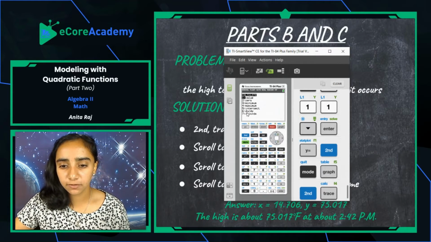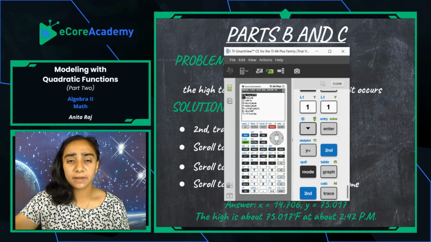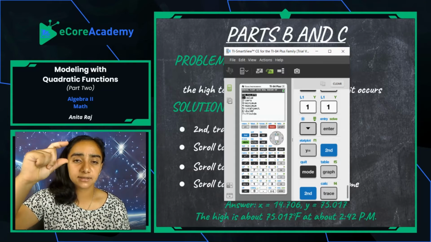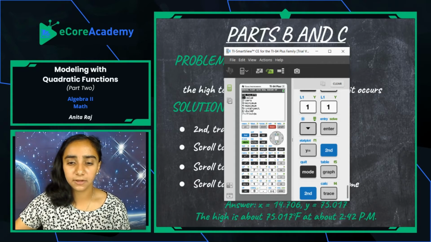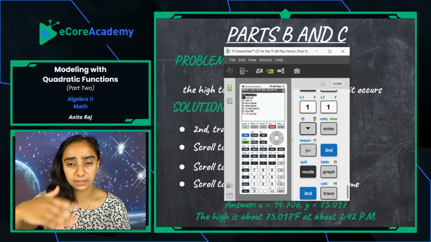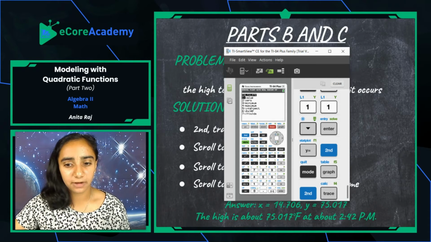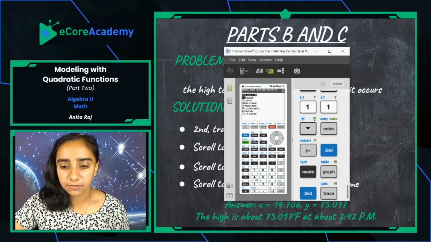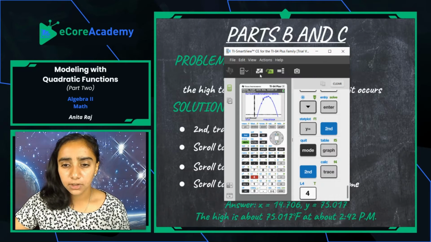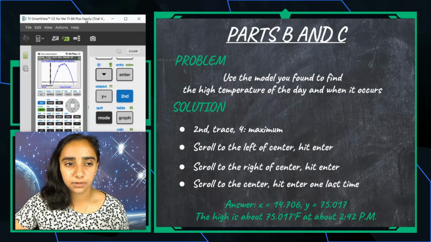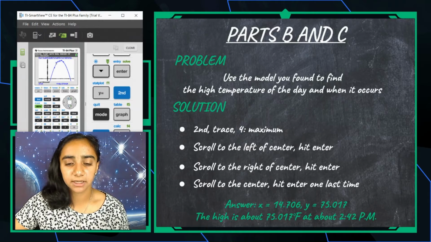And then we're going to just hit 4 because 4 says maximum. So maximum is your vertex in this case because it's the very top of the parabola. So hit 4 for maximum. And let's go to the next step. Let's actually do these 3 steps together.